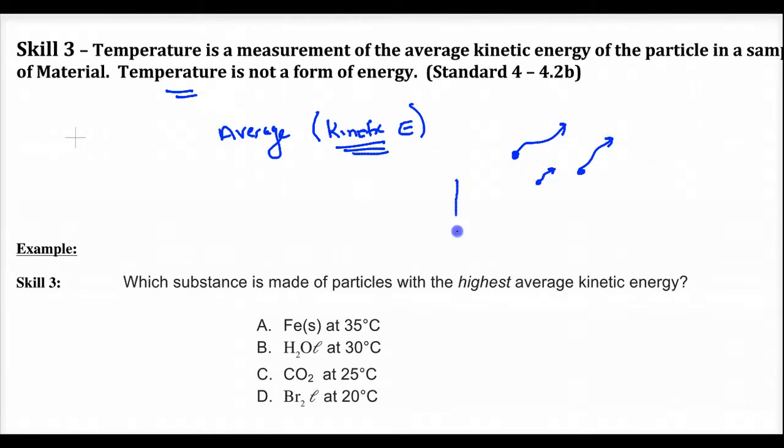And we looked at the Boltzmann distribution graphs, and we know that when something is warmer, there's more molecules going faster. So let's look at an example of skill number 3. Understand that temperature is an average motion. It's not an energy form, and it's the average kinetic energy. And look at the kind of questions you'll see at the Regents level.